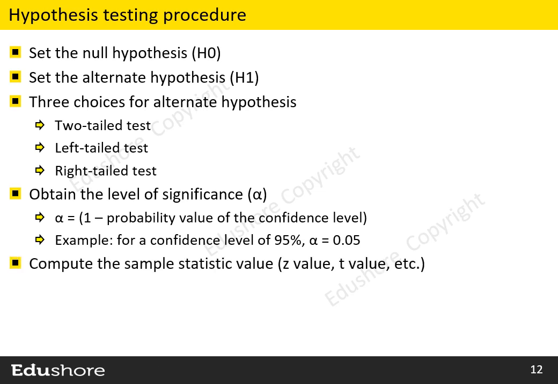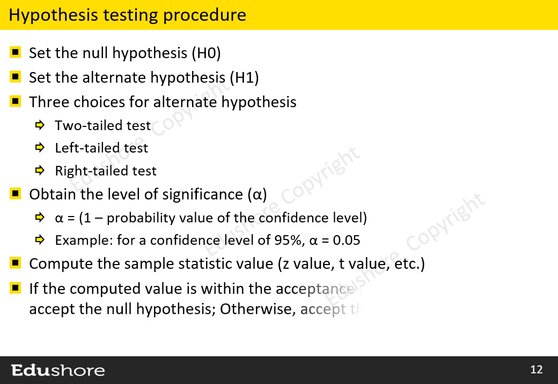Then we compute the sample statistic value, such as z-value or t-value, etc. If the computed value is within the acceptance or confidence region, we accept the null hypothesis. Otherwise, we accept the alternate hypothesis. This is the procedure to do the hypothesis testing. We will understand this procedure and the terminology clearly when we look at the examples and exercises.